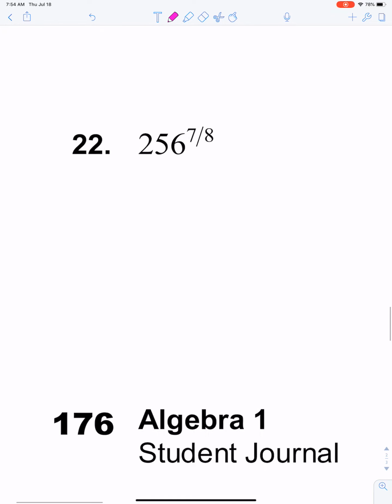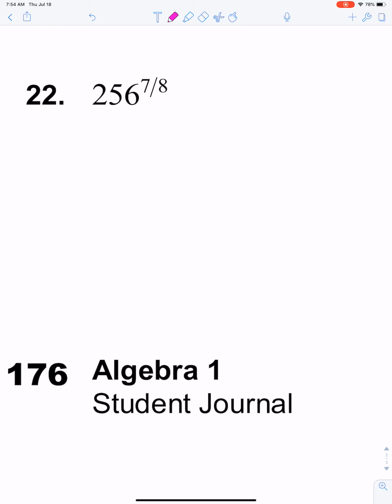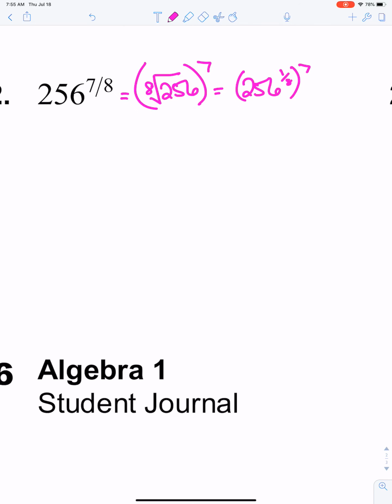Number 22 is 256 to the 7/8 power. So that's the 8th root of 256 to the 7th power. Or you could also write it as 256 to the 1/8 power to the 7th power. Either way, once you enter it into your calculator, you should be getting an answer of 128.